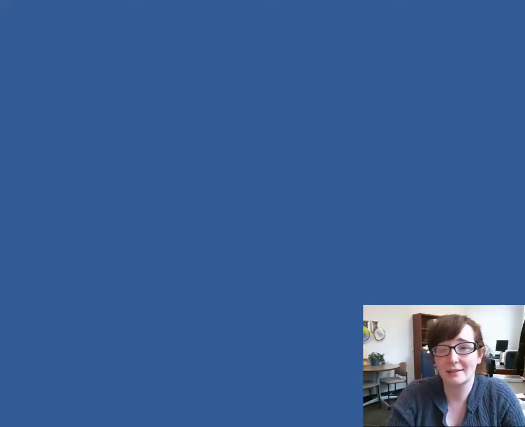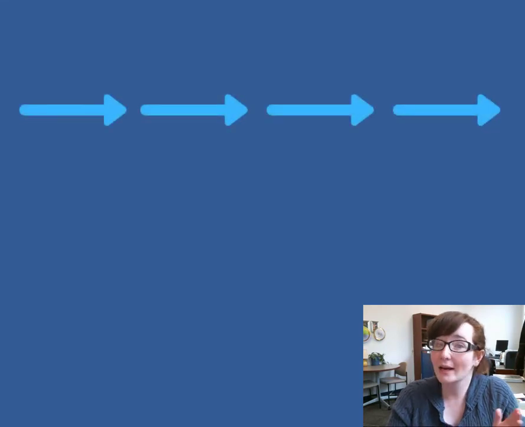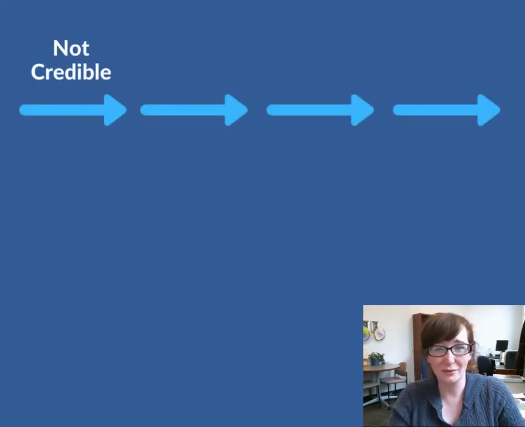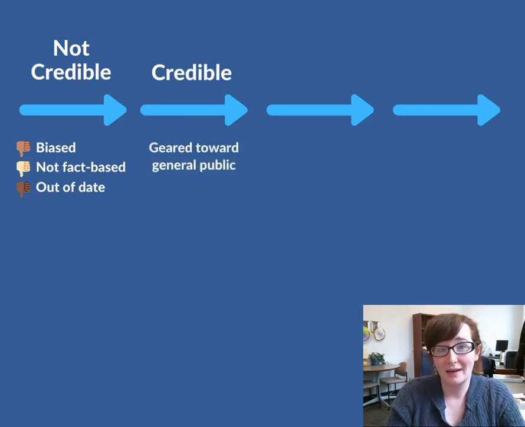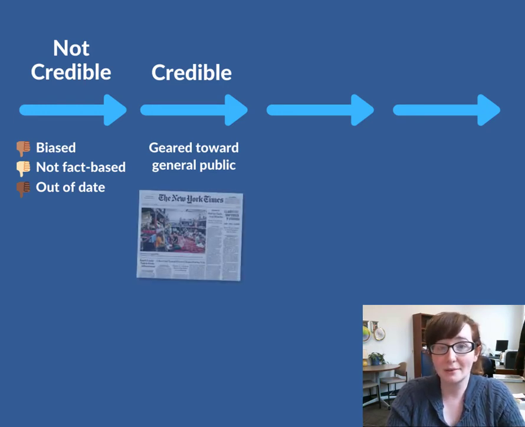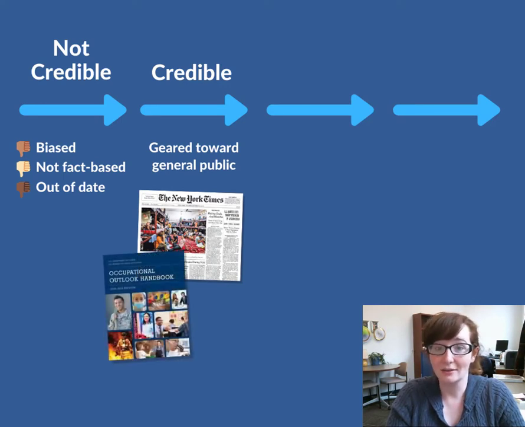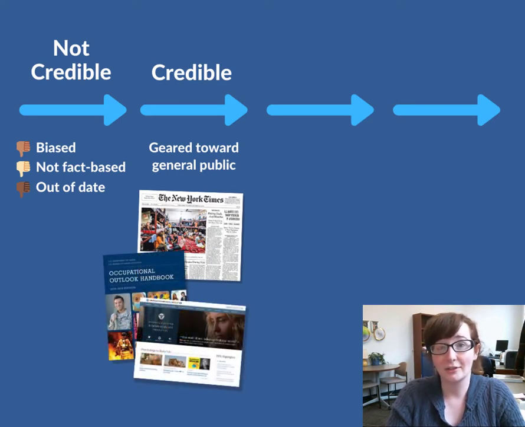You can think of different sources as falling on a spectrum. At one end are sources that you really wouldn't want to use, whether they're biased, not supported by facts, or contain out-of-date information. Next are credible sources. These meet the criteria and may be used for many assignments, although they're geared toward the general public, not academic researchers. Some examples of credible sources might be a news article, a government publication, or the website of a professional association.